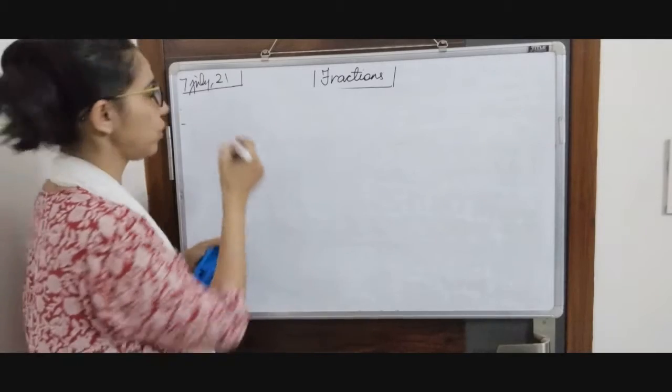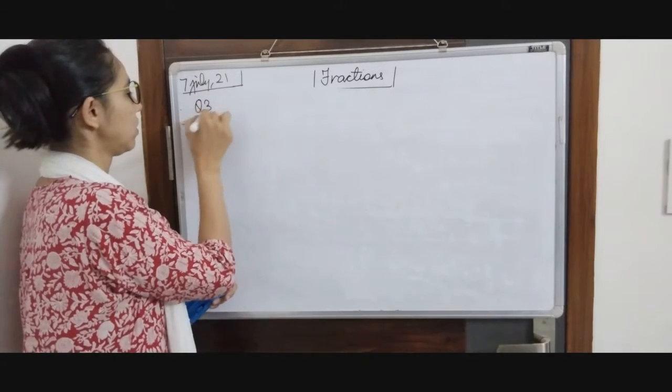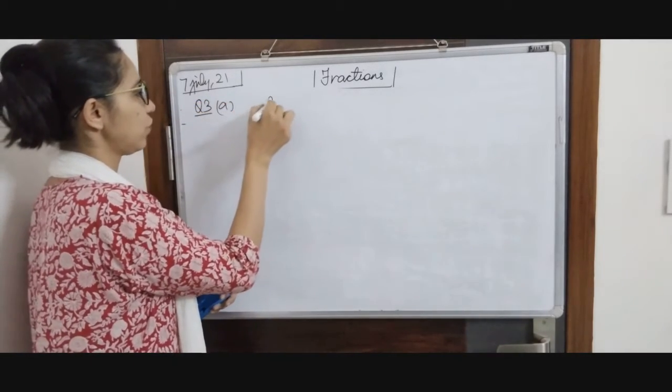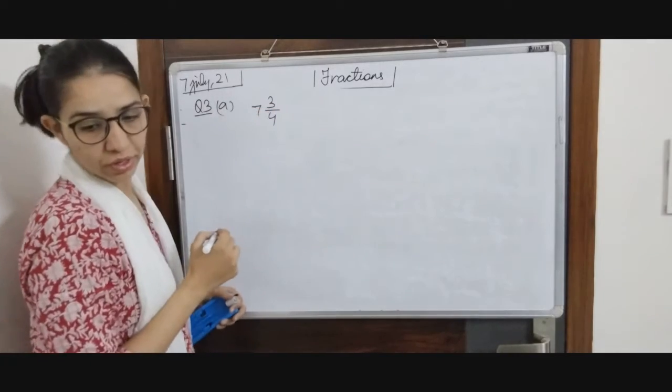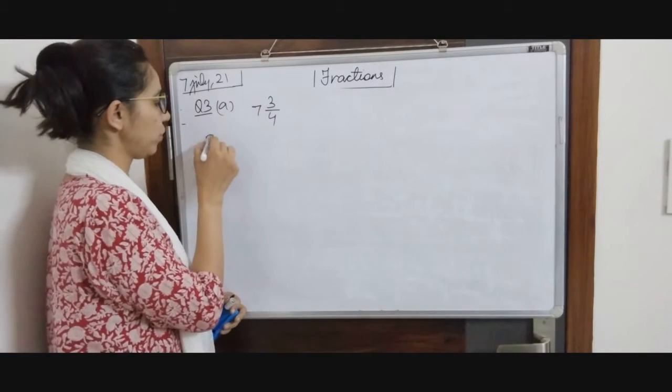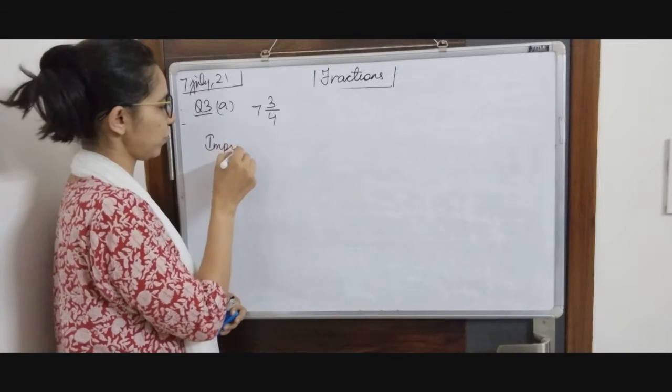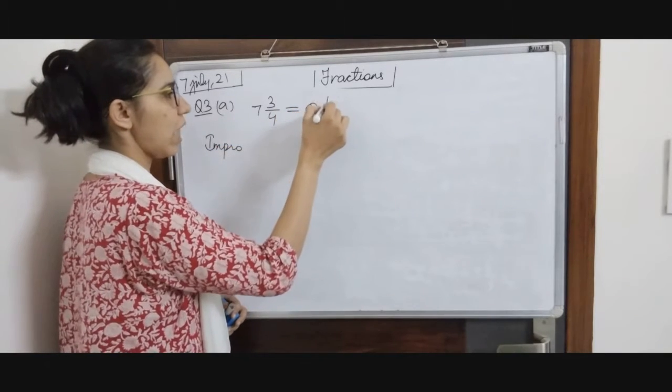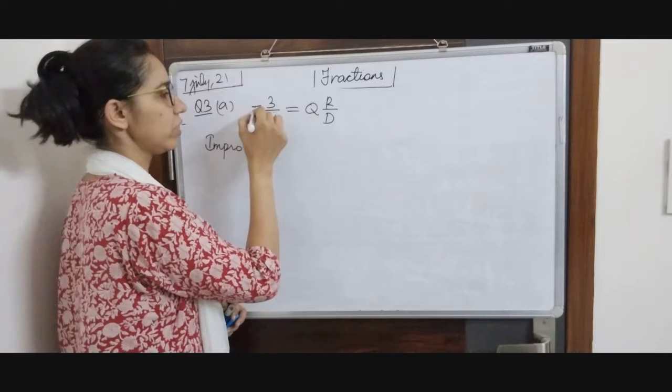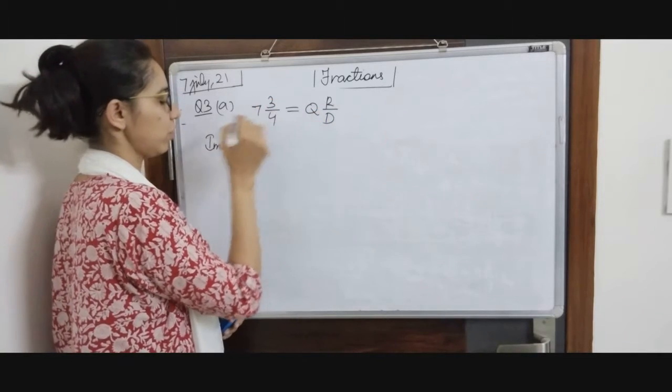It is 7 3 by 4, that is, 7 whole and 3 by 4. Okay. So the improper fraction is going to be... This is equal to Q R by D. Okay. This is quotient, this is remainder, and this is your denominator.